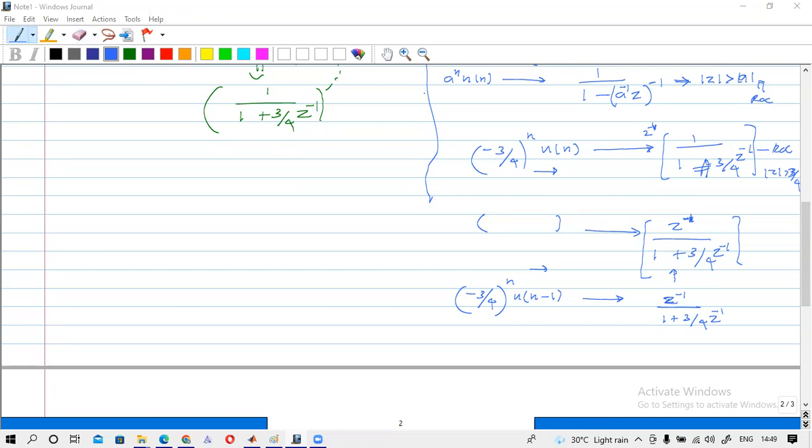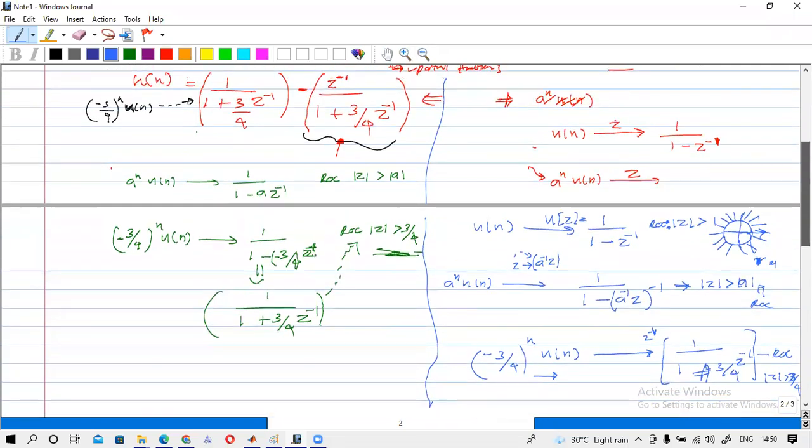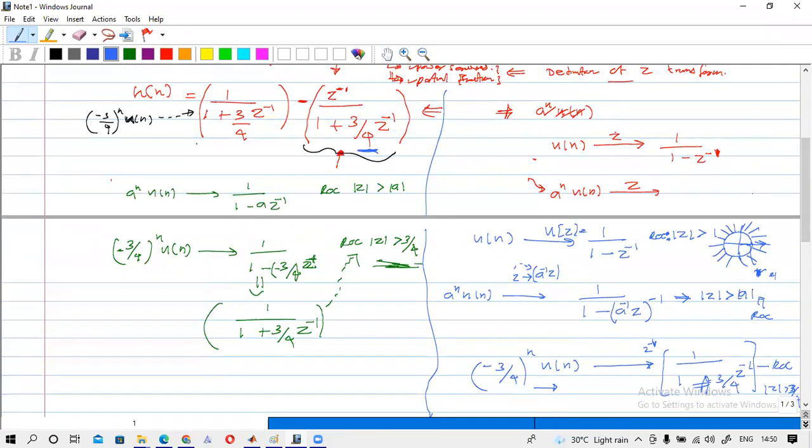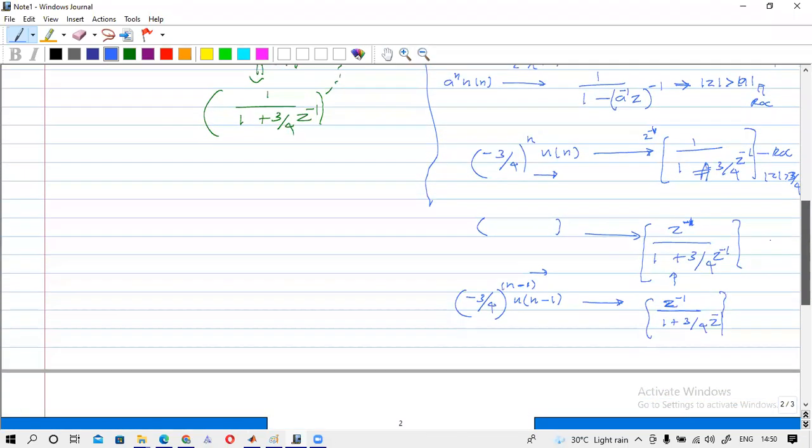Yes, actually here this n also should be shifted by 1, because all this time n should be shifted by 1. So here I have to shift this one also. Then I will get this answer. So this will be the Z transform, exactly this one.